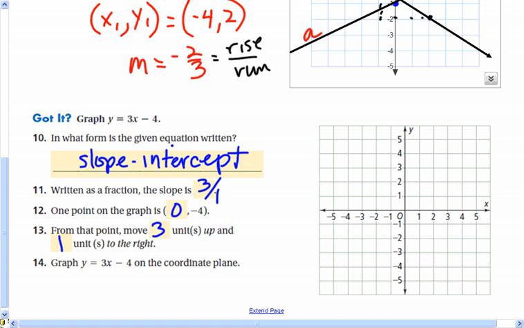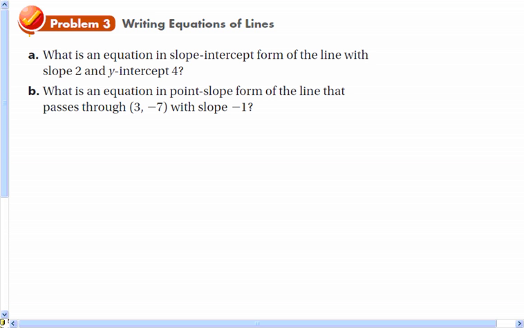So we're going to go ahead and graph that. We're going to put a point at the y-intercept, (0, -4). We're going to go up 3. And so the rise is 3, the run is 1, put another point, rise of 3, run of 1, put another point, and so on. And then we're going to draw a line through those points, like that. And we've just graphed the equation y equals 3x minus 4.